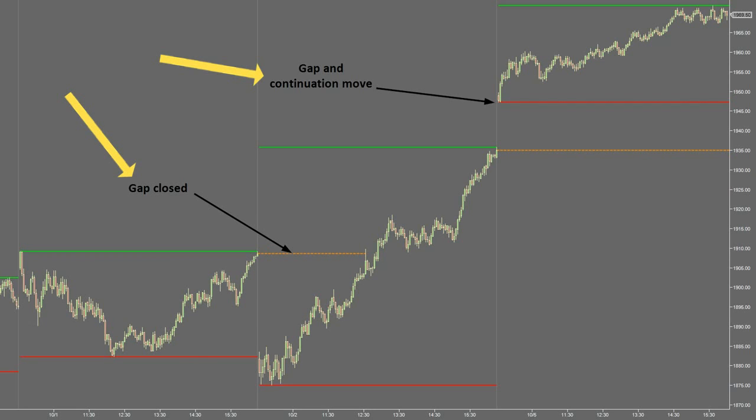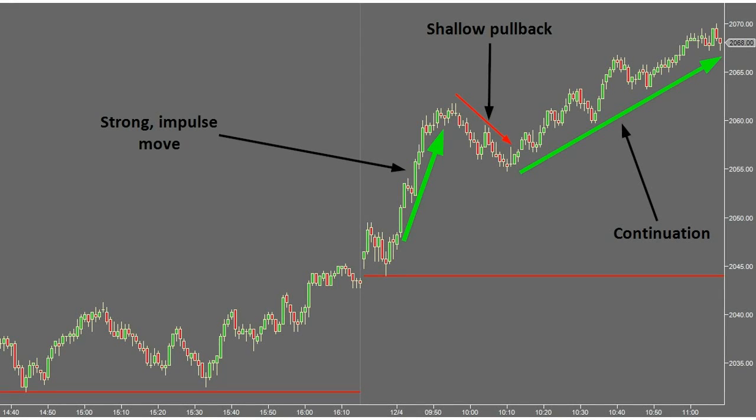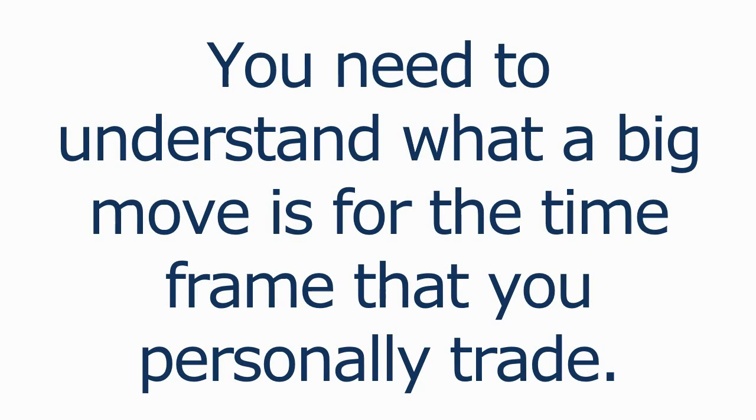A strong impulse move can lead to another for a possible trading setup. So when you get a strong move in a market, there's often at least a secondary attempt in the same direction following the pullback. Now, recognizing this, a trader can look for a setup that could be classified as a high probability trading setup by virtue of the momentum in the market to take advantage of that once the pullback starts to roll over.